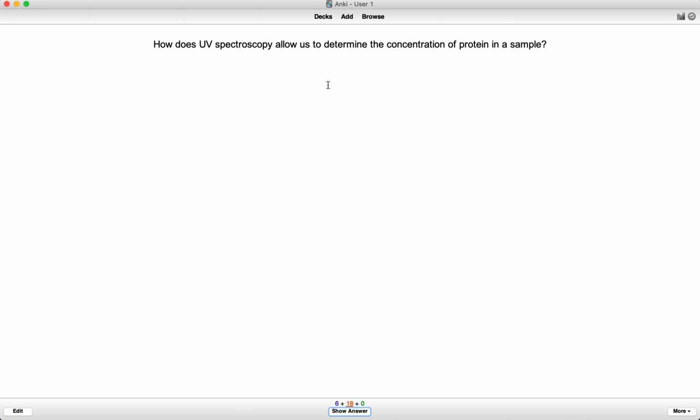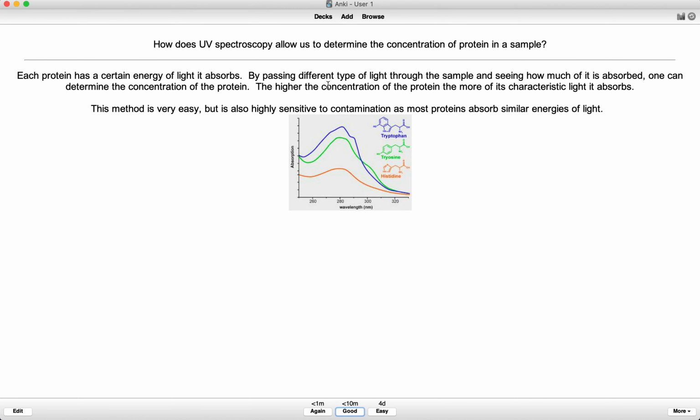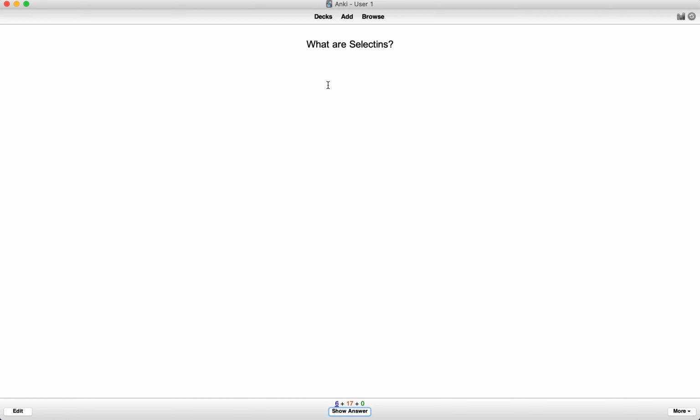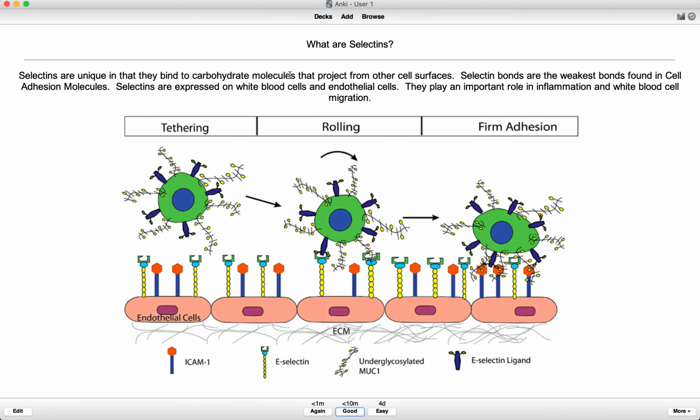How does UV spec allow us to determine concentration? Every protein absorbs a certain energy of light, and we can run it through a UV spectroscopy and see a drastic increase of a specific wavelength of light. For example, blue. It tells us that there's a certain amino acid that's abundantly present in that sample. Selectins are integral membrane proteins.